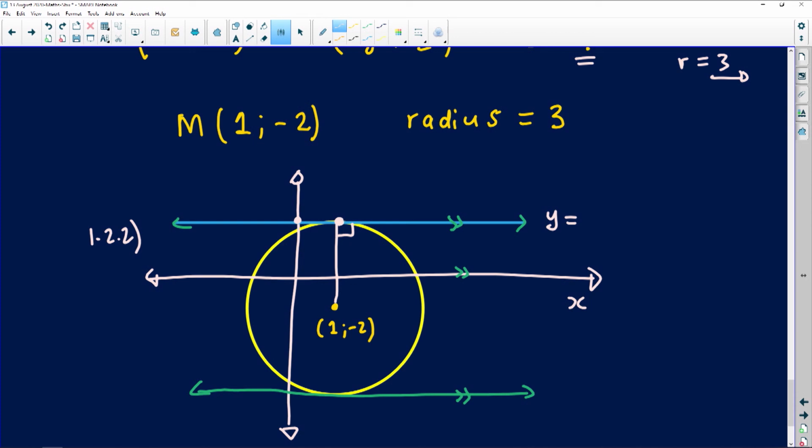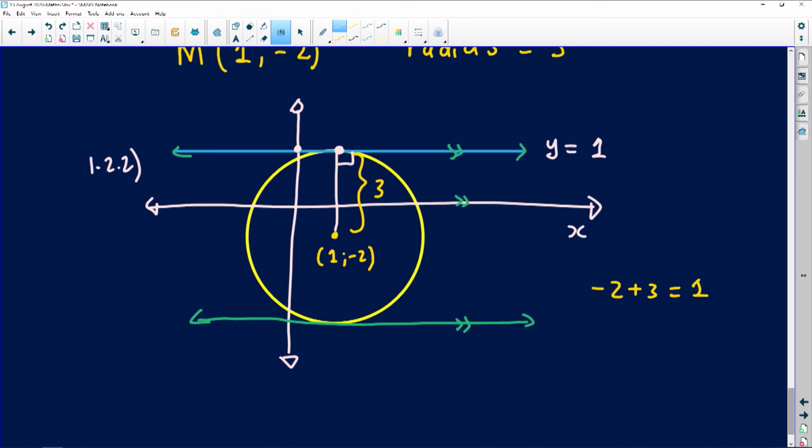That's the radius of the circle. And according to what we worked out, we know that the radius of the circle is simply equal to 3. So when I'm moving from negative 2, I'm going up 3 units. I'm certainly going to end up at 1. That means the equation of the first tangent will just be y is equal to 1. Great stuff. And then for the second one, let's just see what's going to happen with the second tangent.